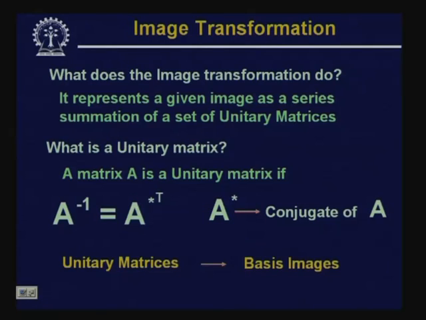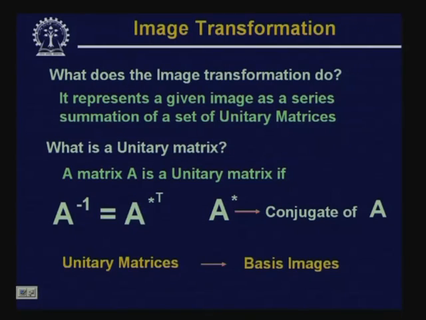Now, what is actually done by image transformation? By image transformation, what we do is we try to represent a given image as a series summation of a set of unitary matrices. Now, what is a unitary matrix? A matrix A is said to be a unitary matrix if A inverse, or the inverse of A, is equal to A star transpose, where A star is the complex conjugate of A.